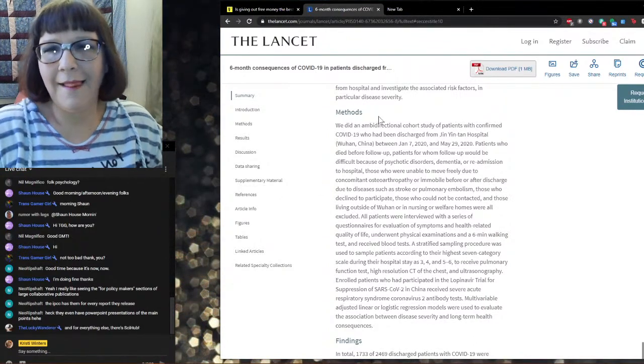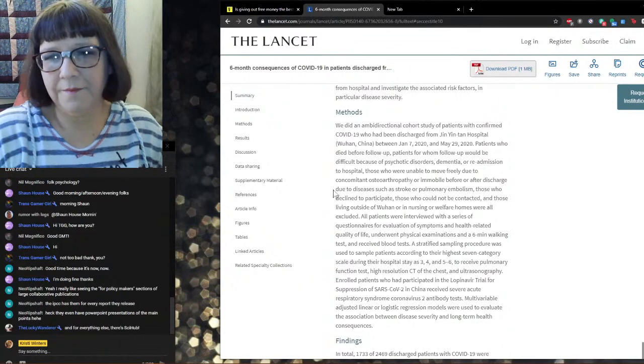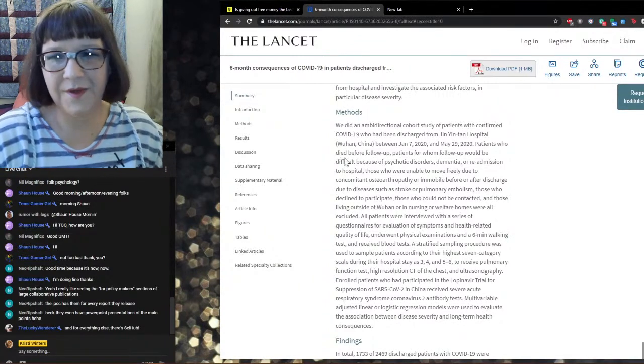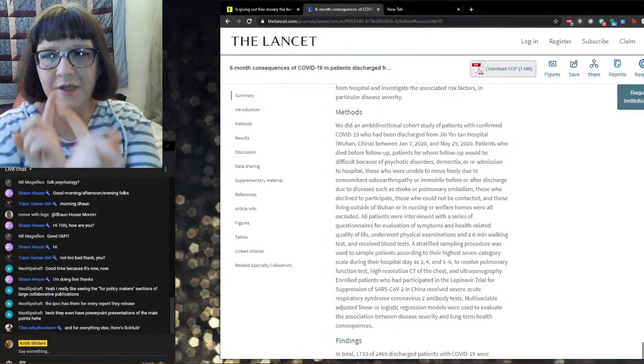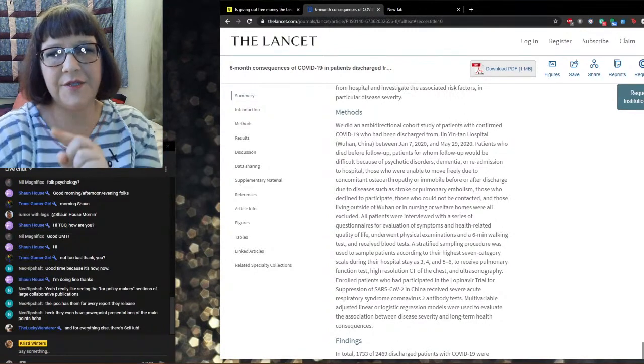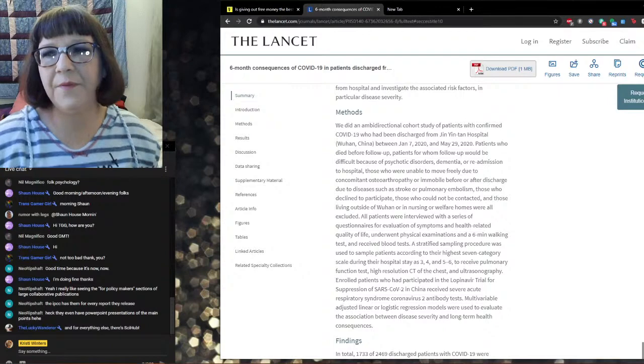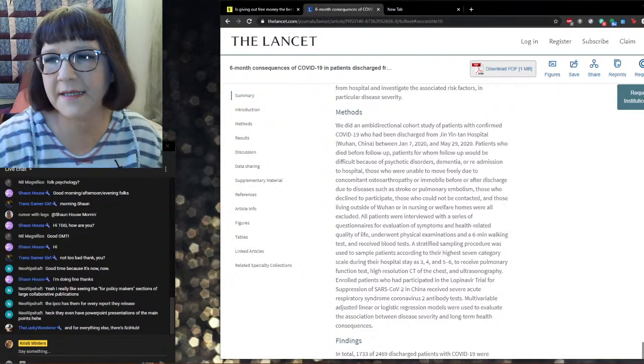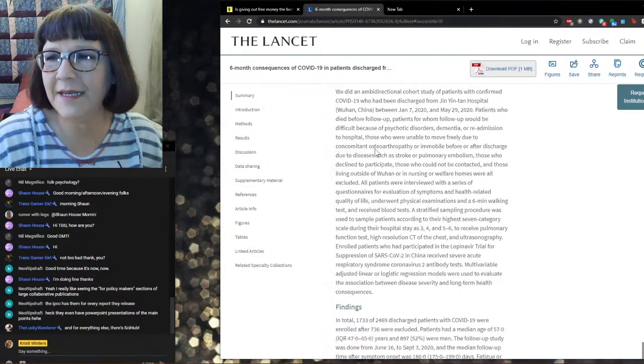This is where you're going to get some words that might throw you off a little bit. We did an ambidirectional cohort study of patients with confirmed COVID. Ambidirectional obviously means multiple directions, and cohort means a group of people. I'm not entirely sure what an ambidirectional cohort study is because I'm not in medicine, but we could look it up if we needed to.